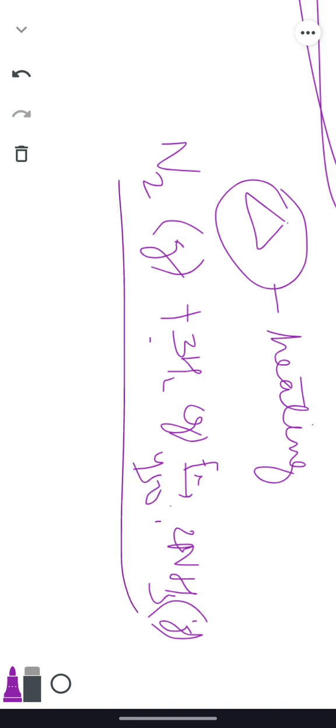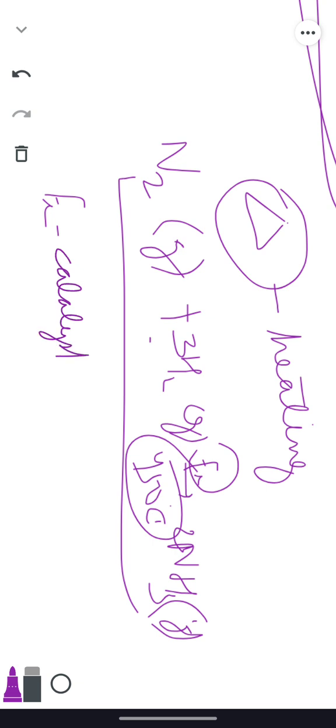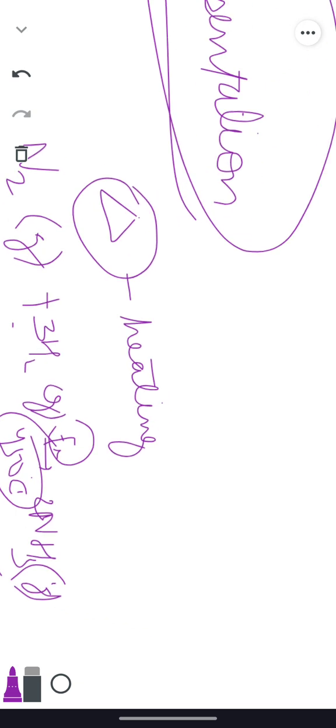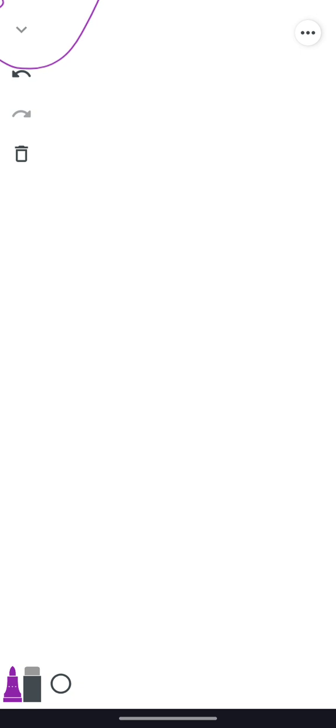And what is this Fe and 450 degrees Celsius? See, Fe is my catalyst, and 450 degrees Celsius is the temperature at which my reaction is happening. Obviously. Now, let's move ahead, and let's say that we have types of chemical reactions as well.